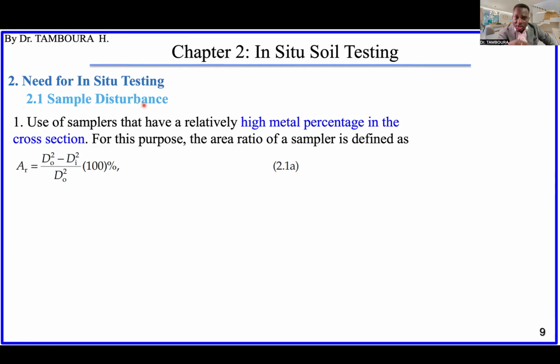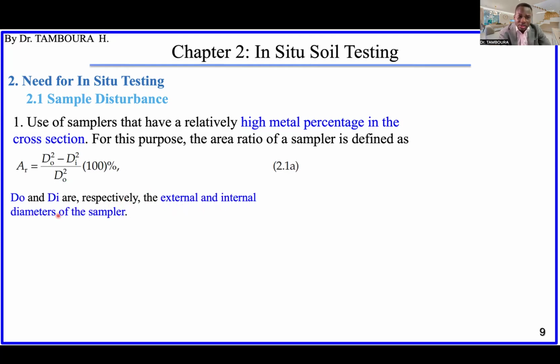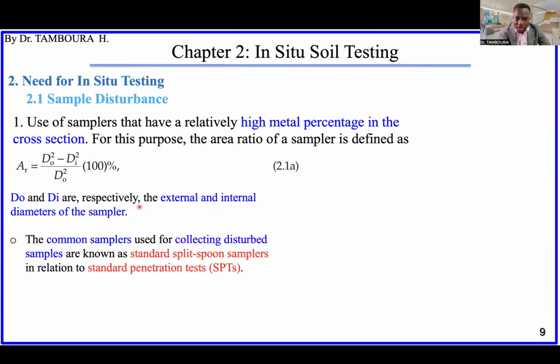So we have to calculate this ratio. It is called the area ratio of a sampler, which is defined by this formula. DO and DI are respectively the external and internal diameter of the sampler. A very common sampler is this one, the standard split spoon sampler. This one is related to SPT. The sampler you are using during SPT is this one.